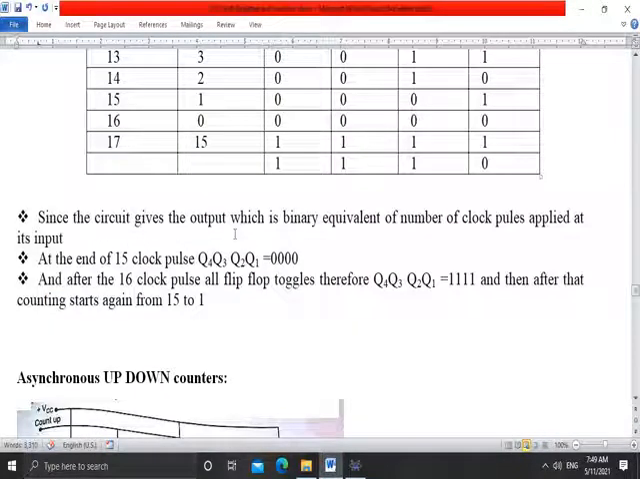Since the circuit gives the output which is the binary equivalent of the number of clock pulses applied at the input, at the end of the 15th clock pulse, the output becomes 0 0 0 0, and after the 16th clock pulse, all flip-flops toggle again and become 1 1 1 1. If you find out the next stages, then after 16 clock pulses all outputs become 1 again, and the count starts again from 15 down to 1.